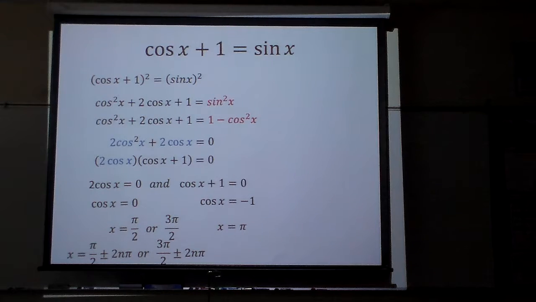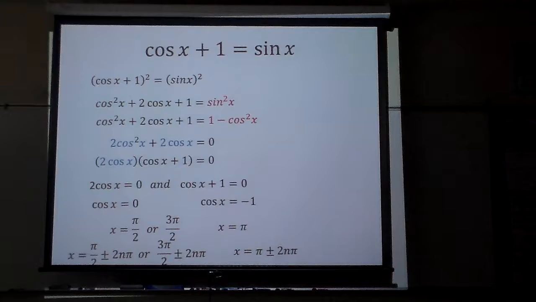At pi. And that's plus or minus your 2n pi also. So pi over 2 plus or minus 2n pi, 3 pi over 2 plus or minus 2n pi, and pi plus or minus 2n pi. Notice though, I made them into things I could work with. And when I couldn't think of something to make it into, I could square both sides and then use a Pythagorean identity to make things a little bit simpler and easier.